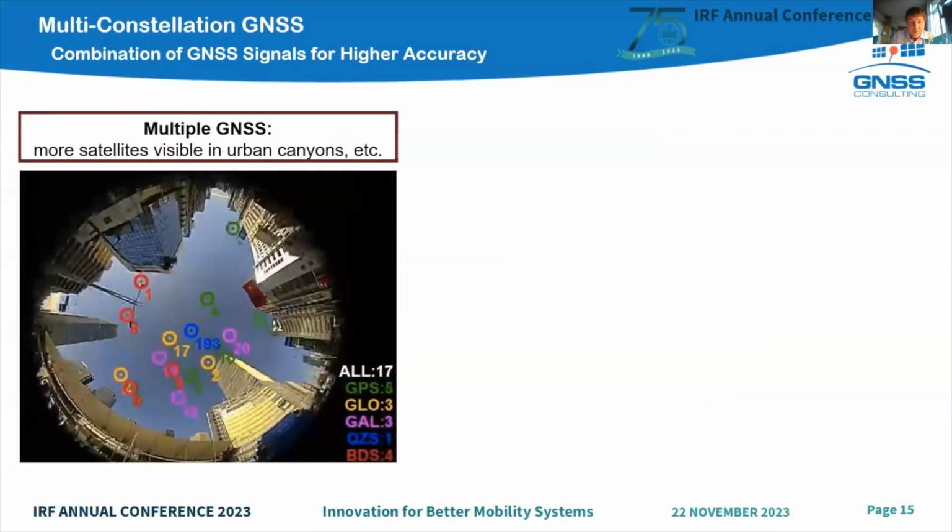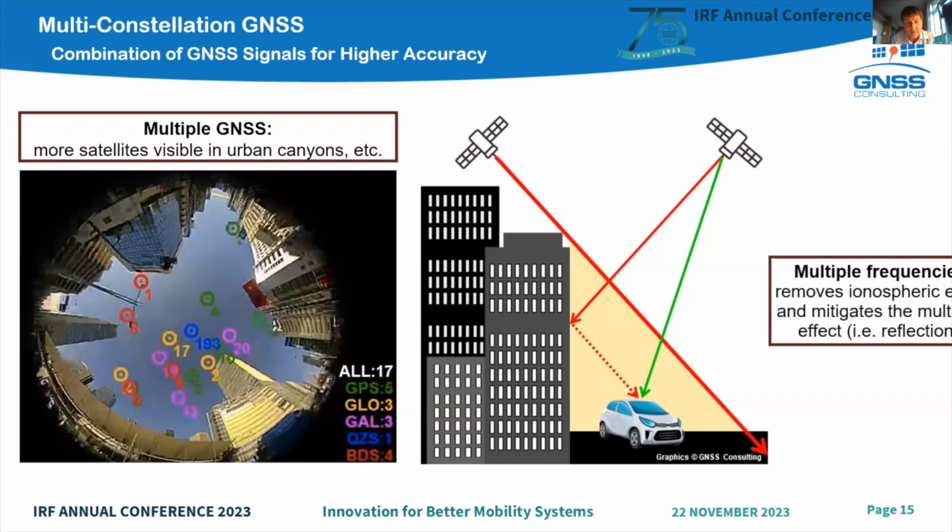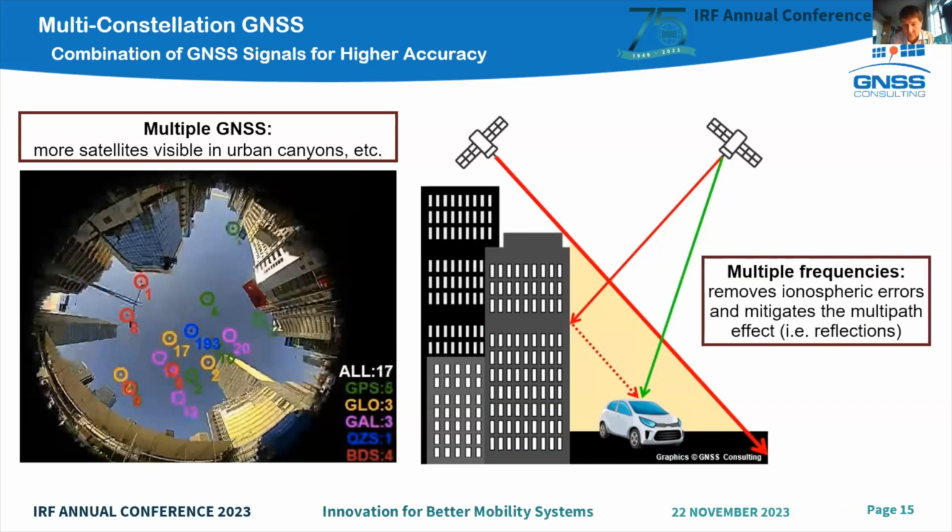So if you're in an urban canyon, let's say like Singapore, you want to get as many satellites as possible, many signals as possible to get your position. In the old days, when you had only GPS, that would maybe not be enough to get a good position in a city environment like this one. Nowadays, it's no issue because we have multiple systems that we can use. Plus, if we use multiple frequencies, we overcome the multipath effect from reflections, as you can see in this image. So we've basically overcome those issues in places like Singapore.